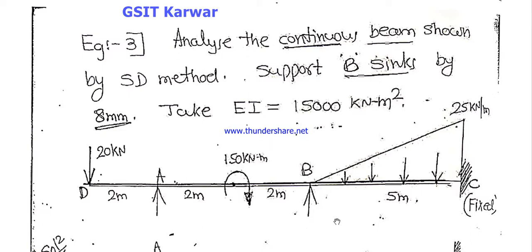Here, given the line diagram, you can observe support A is simply supported and B is also simply supported, and support C is fixed. The AD span is the overhanging span, and at the edge, at point D, a point load of 20 kilonewton is applied. In the middle of span AB, a 150 kilonewton meter moment is there. It is not a force, it is a moment, directly given. On span BC a UVL is given, that means a uniformly varying load, with load value 25 kilonewton per meter. Okay, this is the given figure.